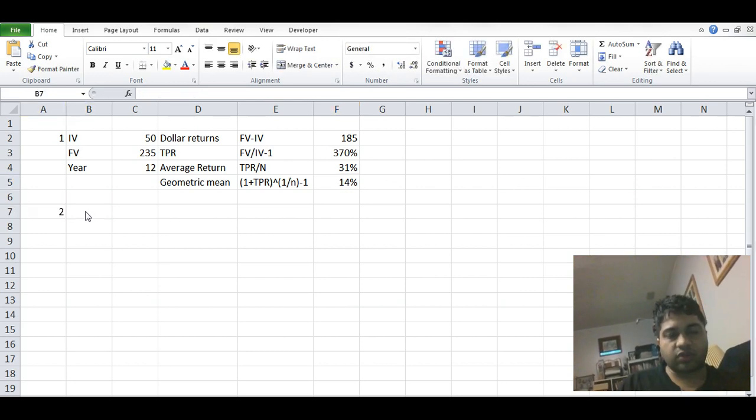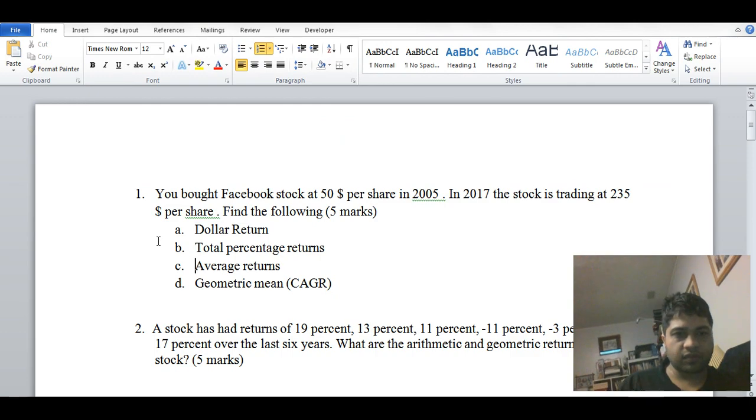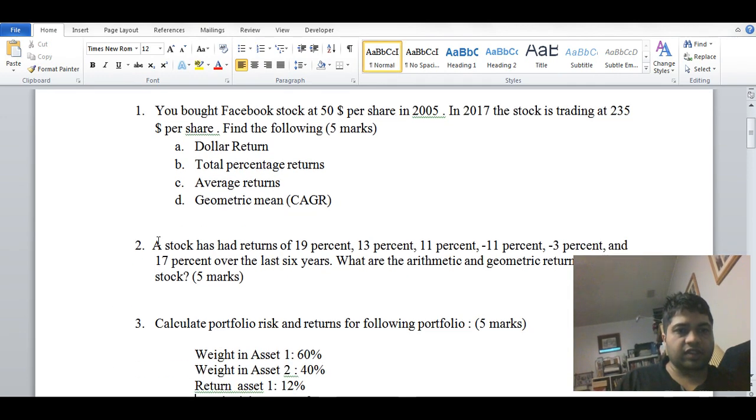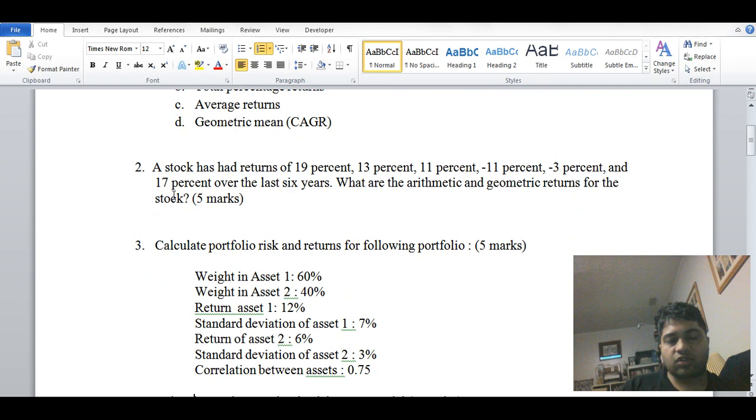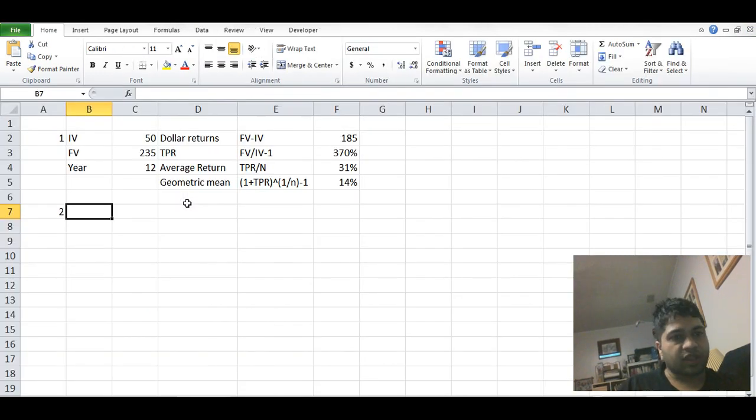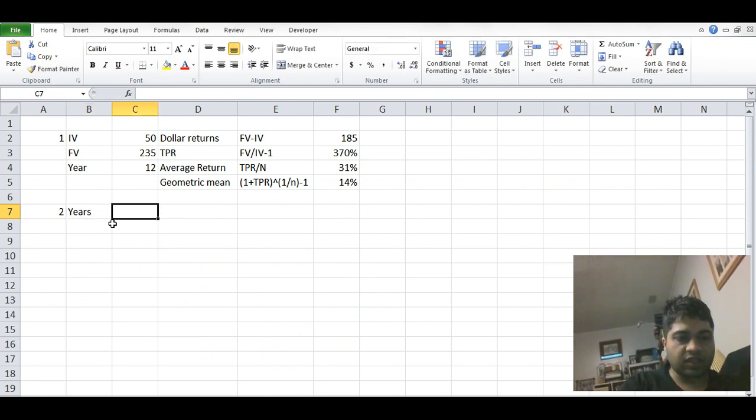So let's move on to the second question. The second question says the stock has given returns of 19%, 13%, 11%, minus 11%, minus 3%, and 17% over the last 6 years. What are the arithmetic and geometric returns of the stock? So again it is asking for arithmetic and geometric return. So first, what are the years and what are the returns?